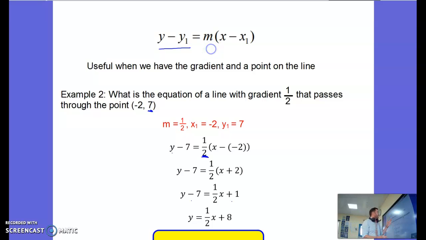Substitute values into this equation. Find m, the gradient. It's x1 and y1 that is your coordinate, not the simple x and the y on their own.